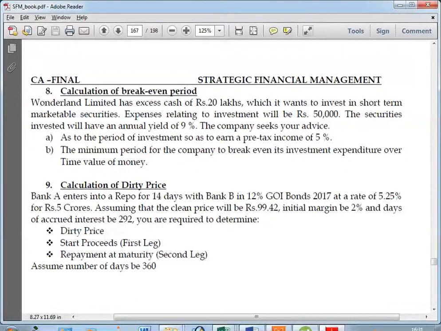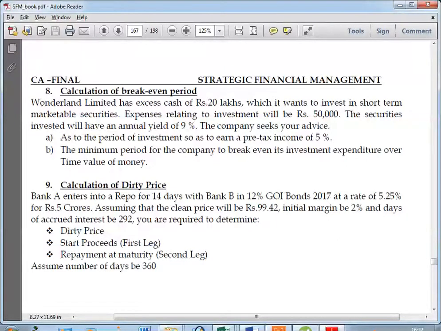Now what happens is bank A has currently invested in 12% GUI bonds, or they have borrowed in the form of 12% GUI bonds. It could be either way. Now this bank is either in need of money or has surplus money. So they go and tell bank B that I'm giving you this instrument and let's enter into a structure. In that structure, bank A is going to charge 5.25% interest.